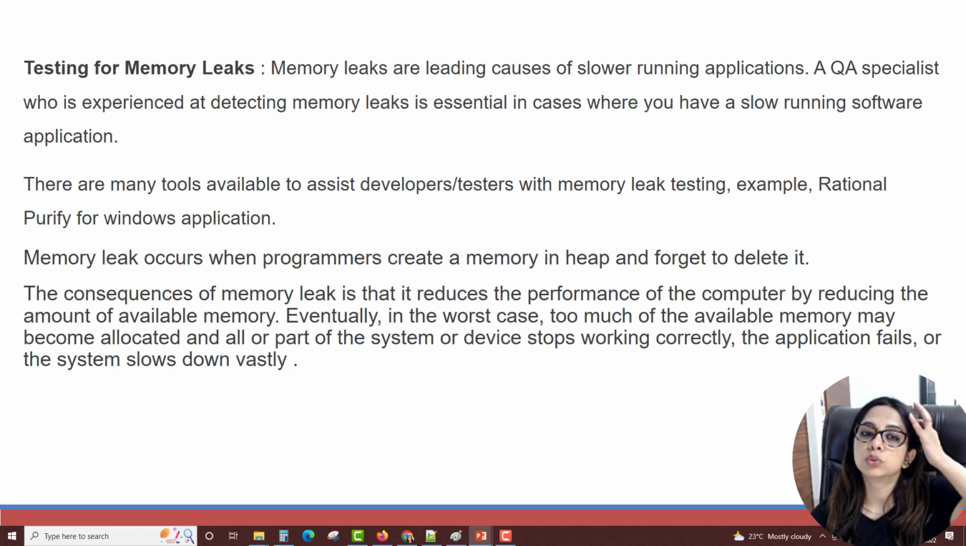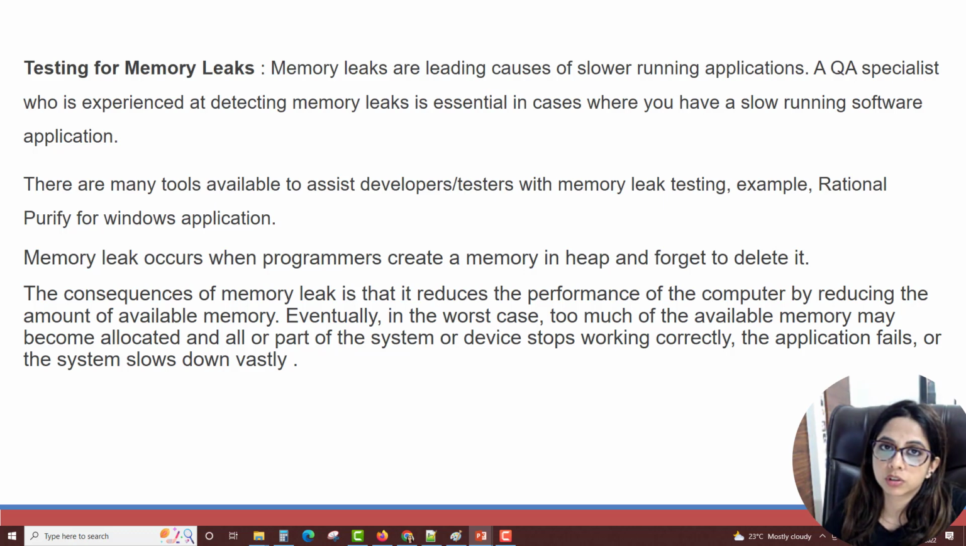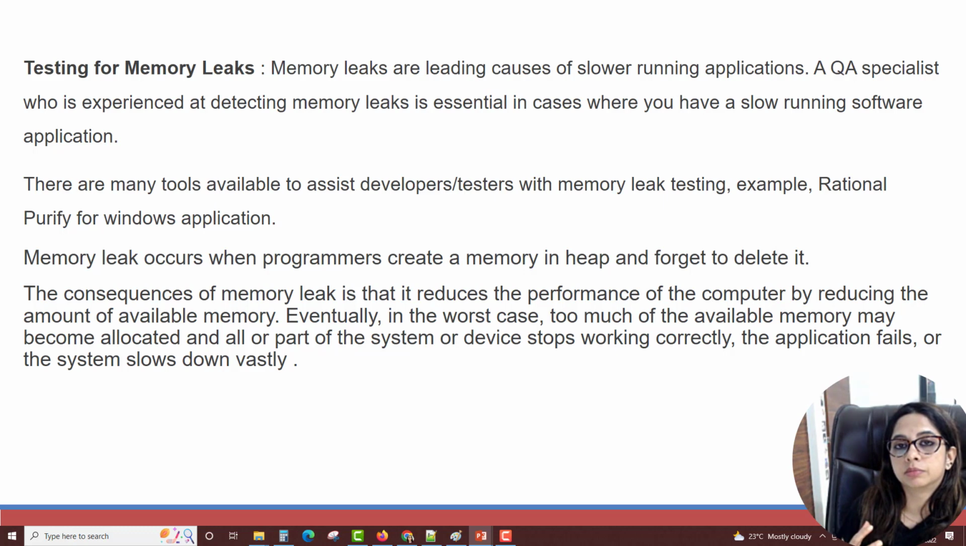We also, as white box testers, test for memory leaks, which is a very important concept. Usually memory leaks happen when there is memory associated with an object but it's not freed. The memory is utilized, but the programmer forgets to free it up, so it gradually decreases the speed and hampers the performance of the overall system.